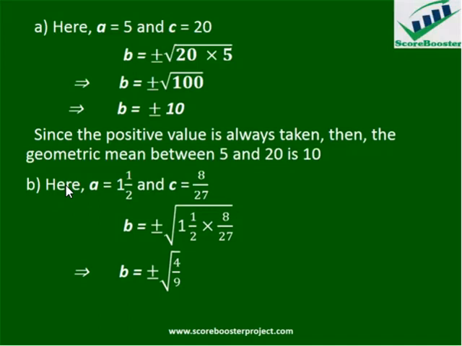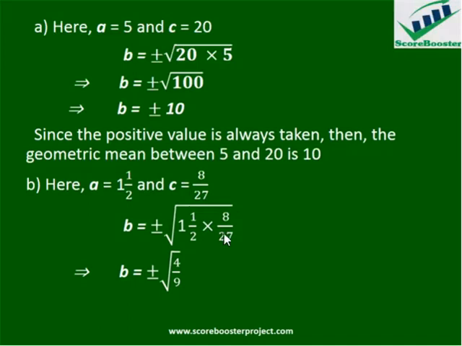The second question, we know that from the second question, A is equal to 1.5 and C equals 8/27. So B, from the formula, B equals plus or minus square root of AC, to be plus or minus square root of 1.5 multiplied by 8/27. If we change 1.5 to an improper fraction, it's the same thing as writing 3/2 multiplied by 8/27.